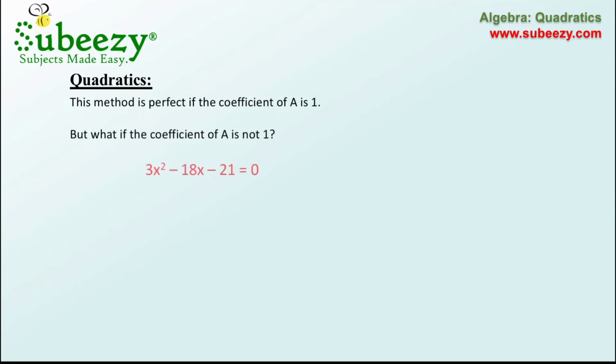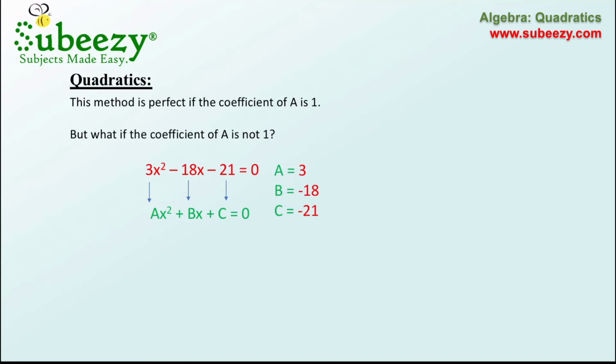This method is perfect if the coefficient of x squared is equal to 1. That is, a is equal to 1. But what if a is not equal to 1? Consider the following quadratic. 3x squared minus 18x minus 21 is equal to 0. We see that a is equal to 3, b is negative 18, and c is negative 21.